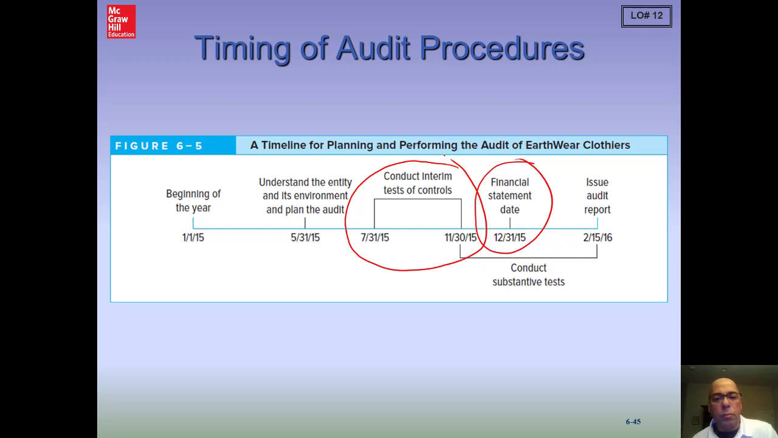We probably would still do some interim testing, but we're going to have to make sure that we're doing sufficient testing at year end if we had assessed the risk of material misstatement at the maximum. If we assess the risk at less than the maximum, then we could do more interim testing. But we will always have to do something to satisfy ourselves, and we would do some testing from our last interim date to the end of the year. They call that a roll forward period, and that roll forward period is just making sure that nothing has gone wrong during the period from when we did the bulk of our testing at interim to year end.